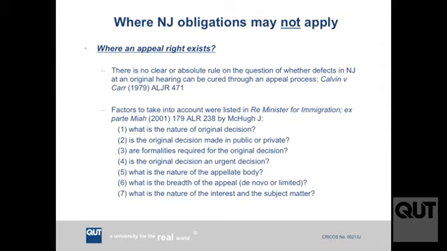What is the situation where there are problems with natural justice in the original hearing, but there is an appeal avenue available which affords natural justice? Does this cure the original breach of natural justice?